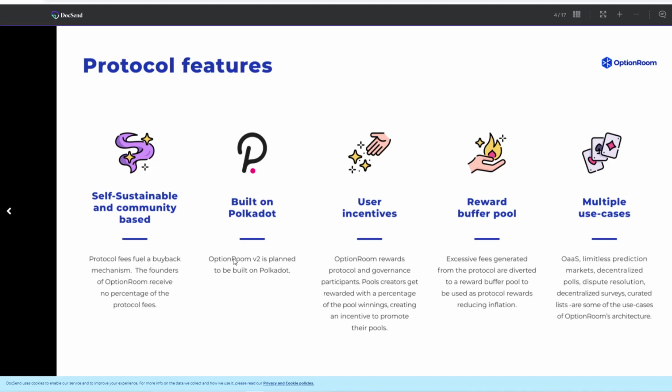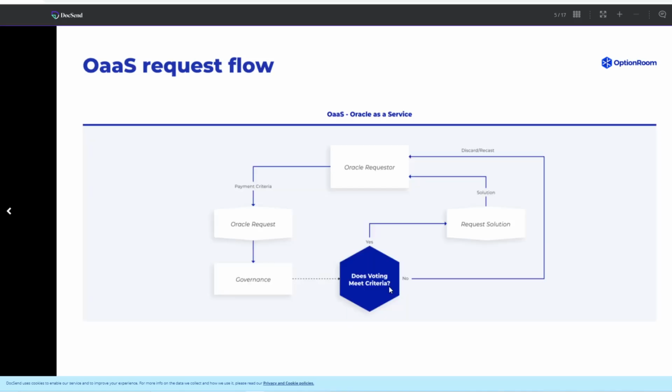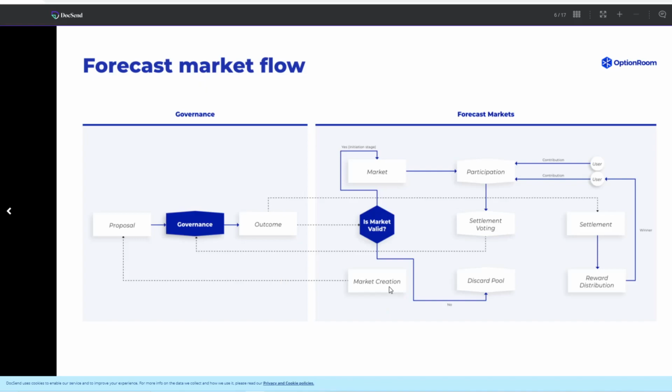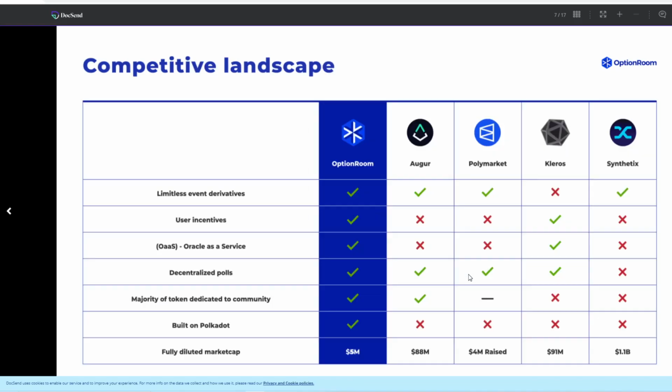Cool. So version 2 is planned to be built on, so I want to know when that version 2 will come out. So these are questions you start asking. Okay, so let's just move on here. So there's a request flow. I'll take a look at that afterwards. Then there's forecast market flow, goes through the settlement, voting, rewards. So it gives you a structure of actually how it's working.